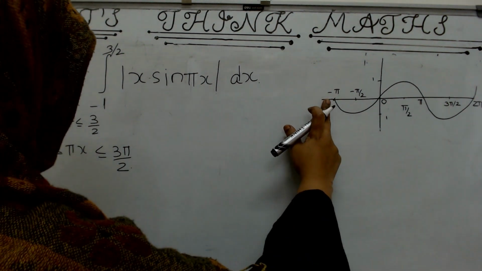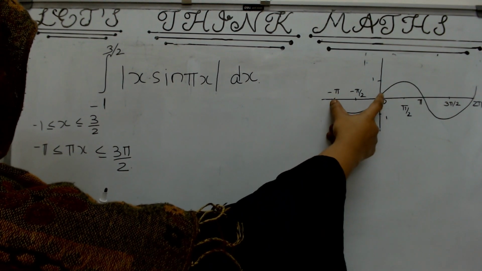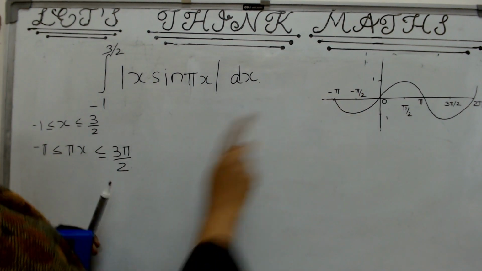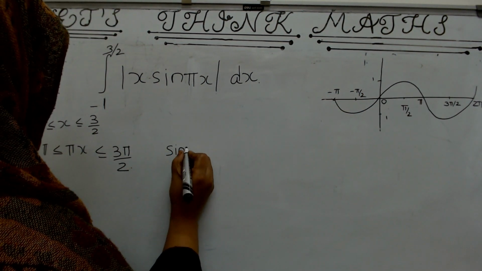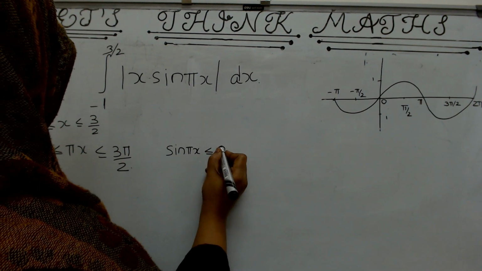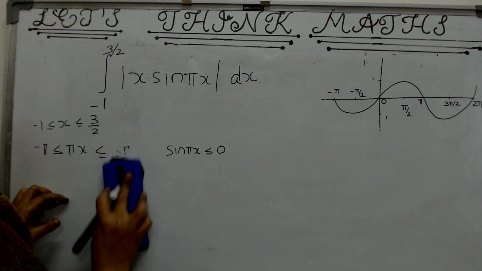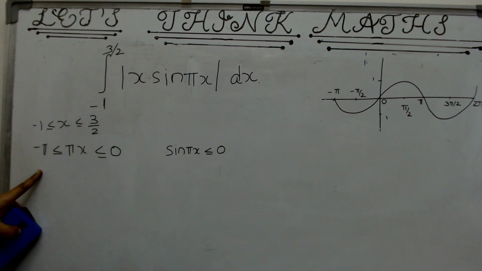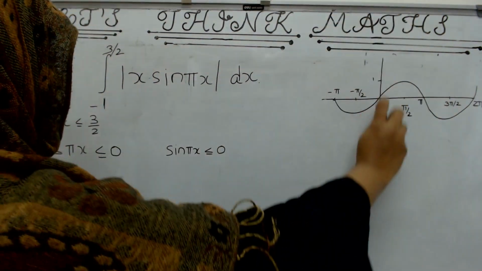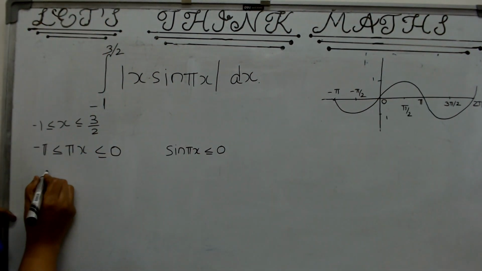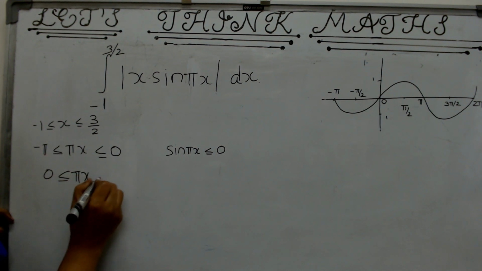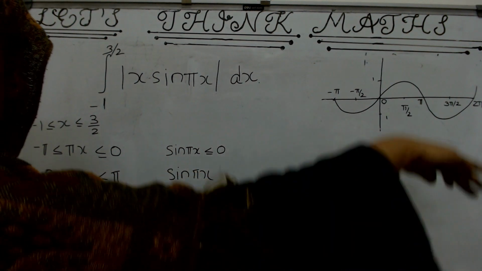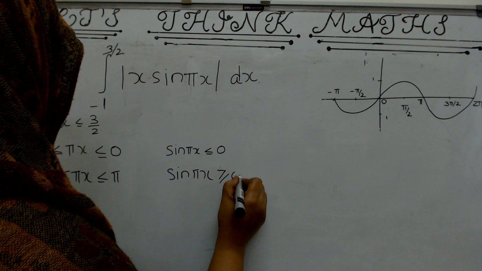What is happening? From minus pi to 0, do you see what is happening? It is down. It is in the negative y direction. It is below here, no? So what do you see? Sine pi x is actually less than or equal to 0 in which range? From minus pi up to 0. It is below. Then where do you see a rise again? From 0 to pi, we see a rise, which means it is in the positive y direction, which means it is greater than 0.